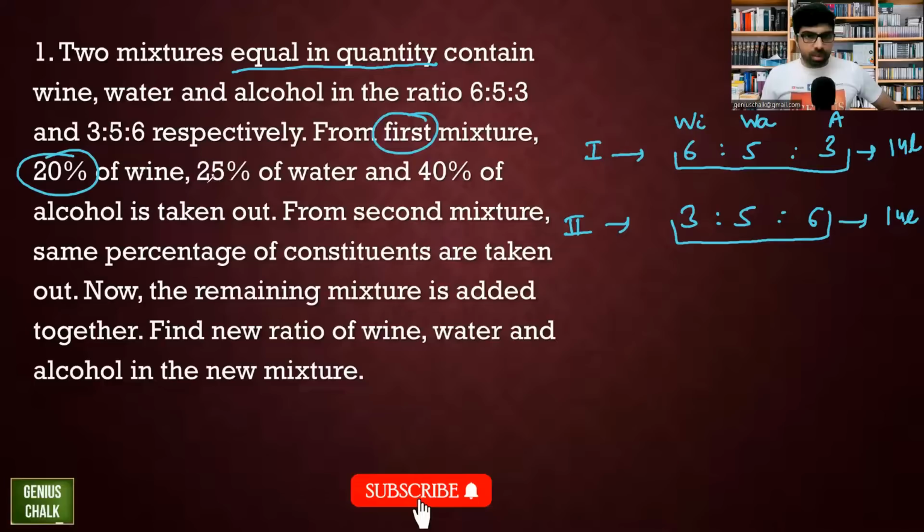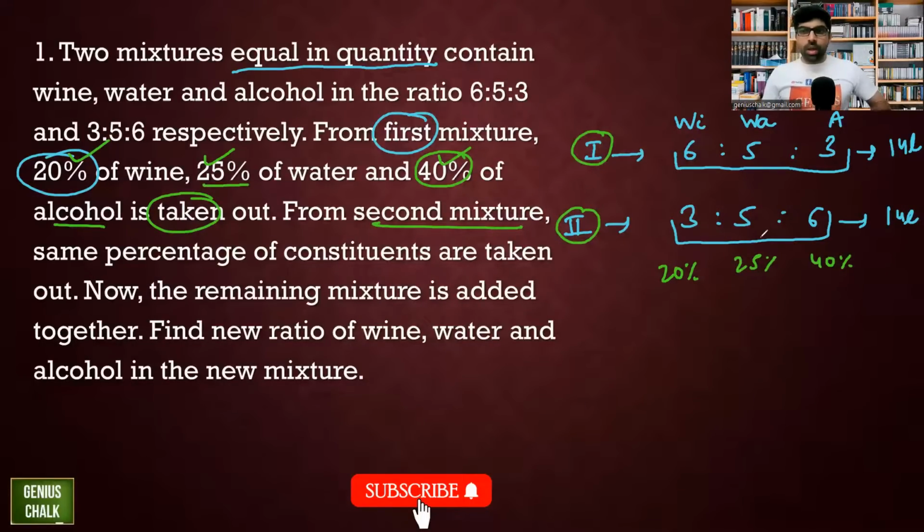Okay. And second, 25% of water. Then third, 40% of alcohol is taken out. So from the first mixture, this is the percentage which is coming out. From the second mixture, the same percentage of constituents are taken out. So from the second also, wine has to be 20% out, water has to be 25% out, and alcohol has to be 40% out, right? And the same is happening for both first as well as second. Now, whatever is the remaining part, that is added. So find the new ratio of that remaining part of wine, water, and alcohol.